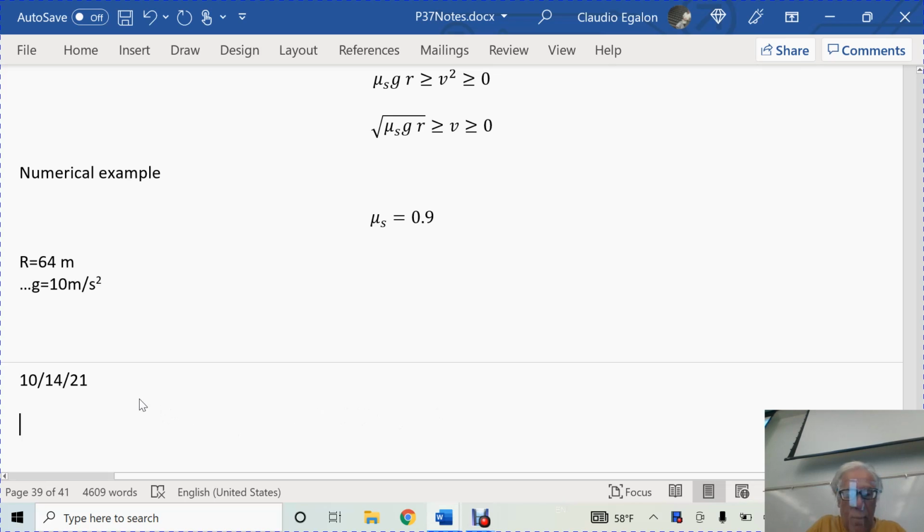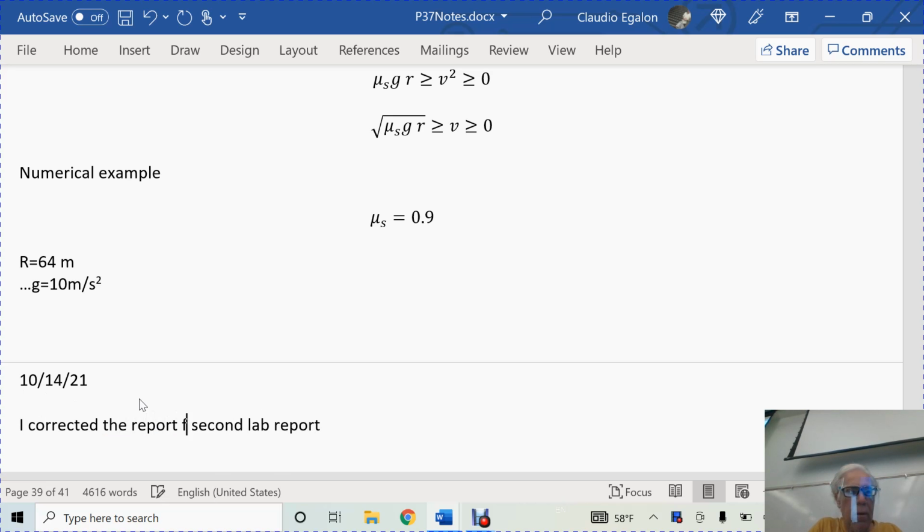And so just for an announcement here you go. I corrected the second lab report, the report for the second lab. Check it carefully. Some of you didn't do well. I want to make sure that you do well in the next report.